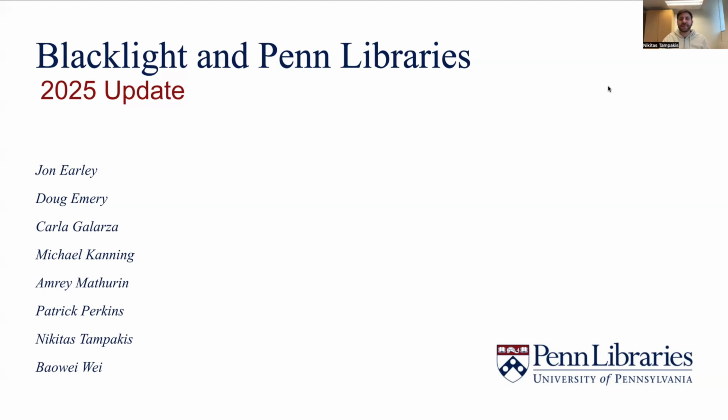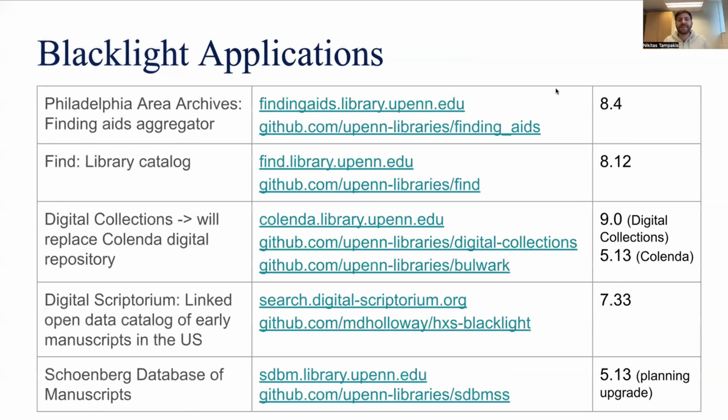This year, we have 8 members of our digital library development team in attendance at the summit. You'll be hearing more from John, Mike, Amory, and Patrick in this presentation, but I also want to introduce Doug, Carla, and Baowei. We currently have 5 Blacklight apps running in production. All of our code bases can be found on GitHub, and the URLs and versions are on this slide.